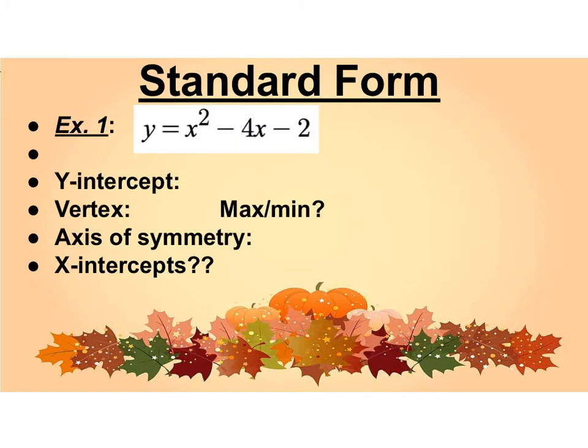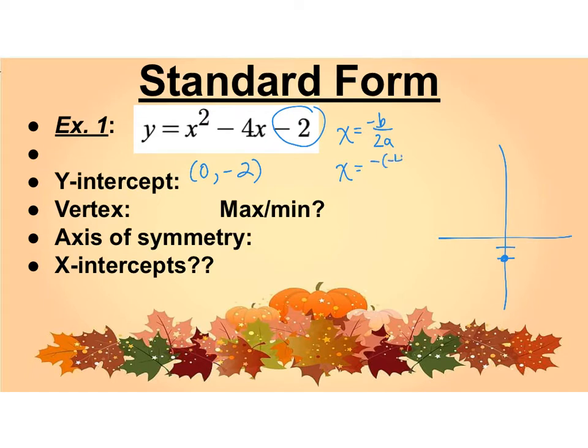So let's take a look at this example. We have y equals x squared minus 4x minus 2. I can see the y-intercept. It's right there, so I'm going to write it as a point, 0, negative 2. I want to graph it, so I'm going to be down at negative 2. The vertex takes a little more work, so we're going to do x equals negative b over 2a. So x is a negative 4 over 2 times 1, and x ends up being 2. That's the x of my vertex.